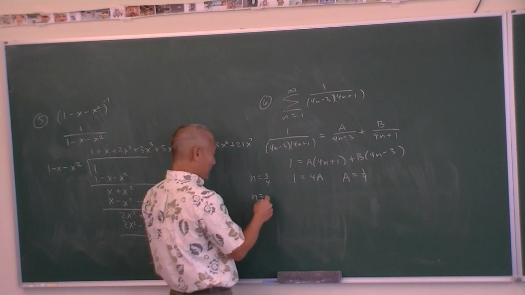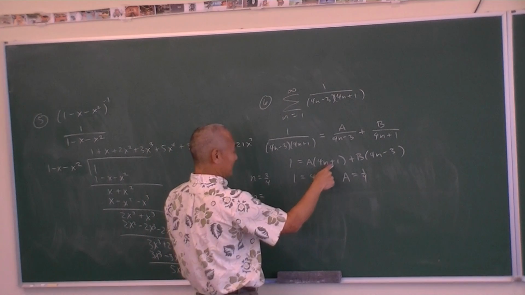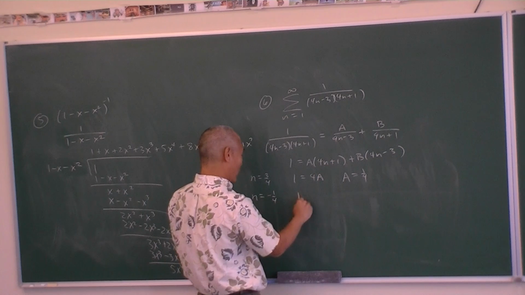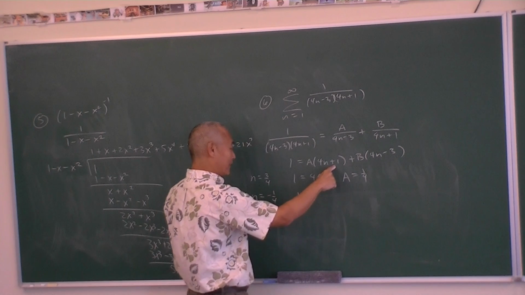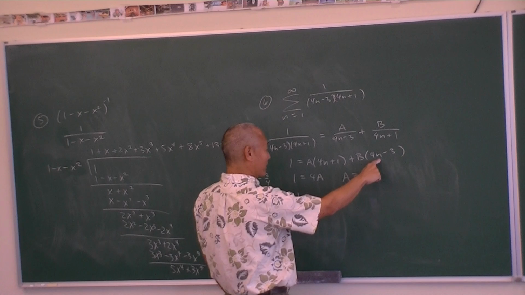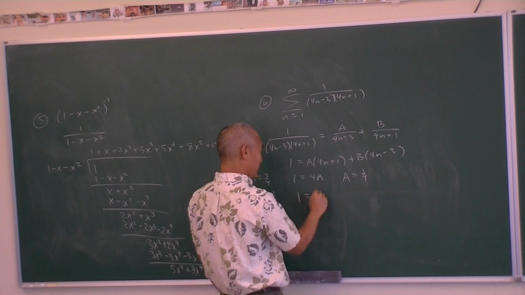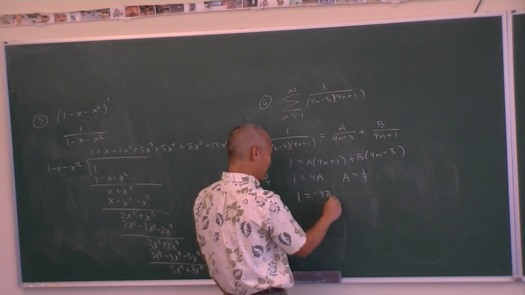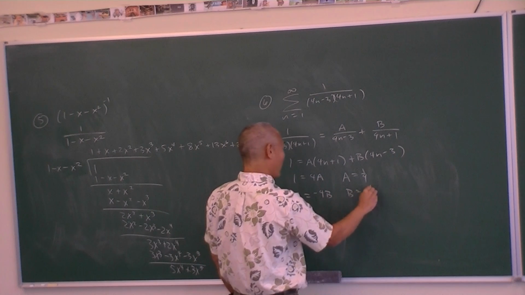Okay, what's another good number to plug in for n? Negative 1/4, because then it's going to make this one 0. So you get 1 equals 0. Plug in negative 1/4 here. You get negative 4b, so b equals negative 1/4.